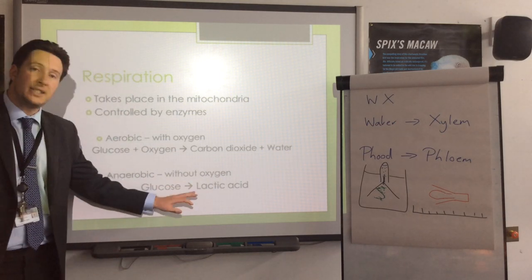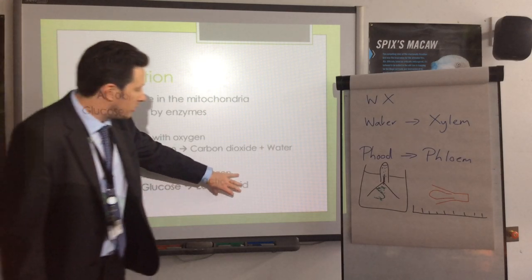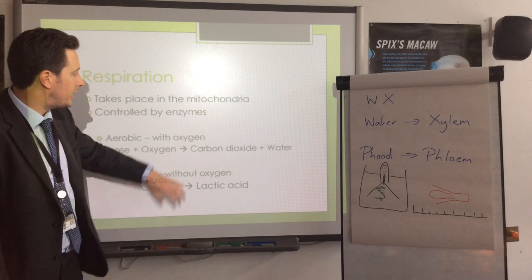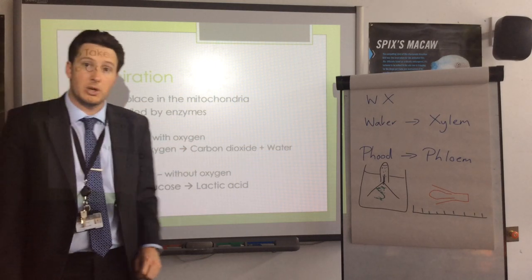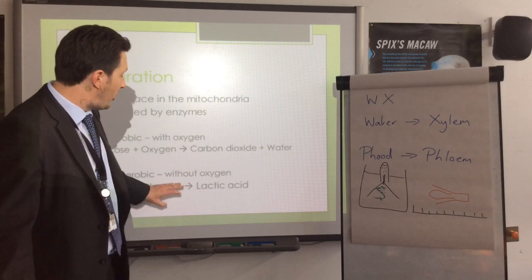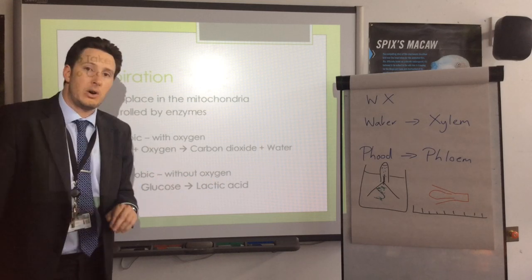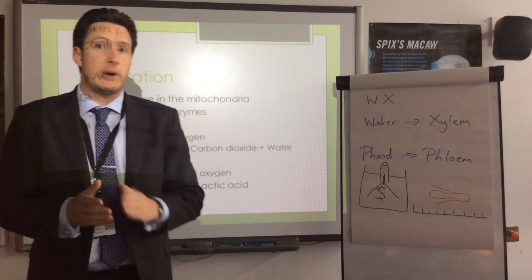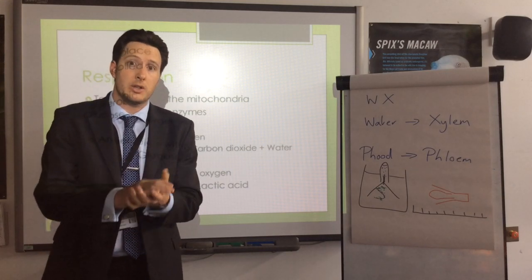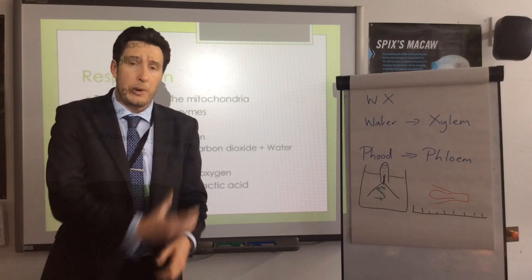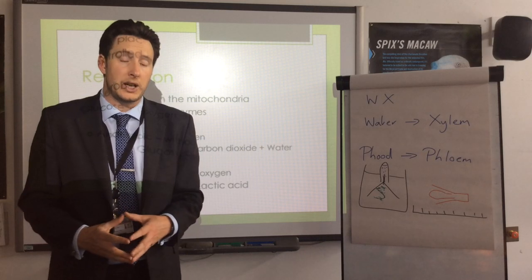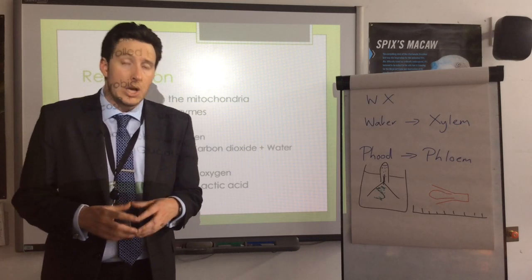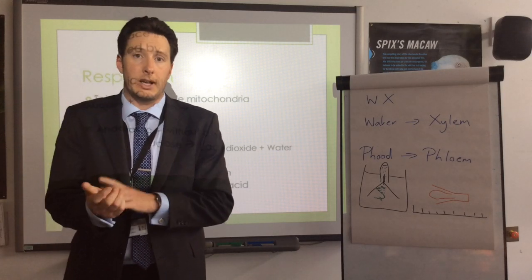The equation for that is simple: glucose goes to lactic acid. This releases energy as well, a bit less than aerobic respiration, but still releases energy. So the body is capable of functioning without oxygen for a short period of time. If you are sprinting, your muscles are working really fast and need lots of energy. They can't get oxygen pumped around the body quickly enough to do aerobic respiration, so they have to work anaerobically.